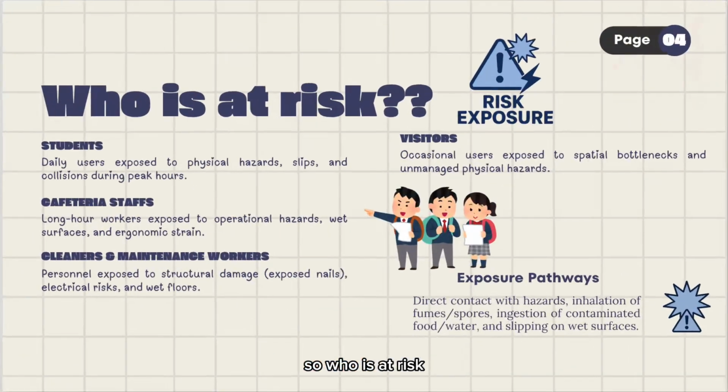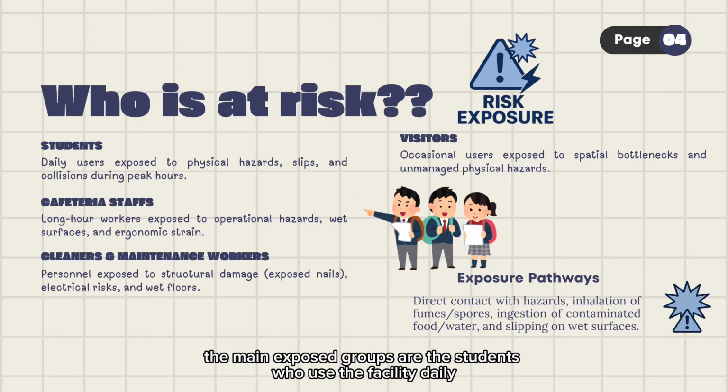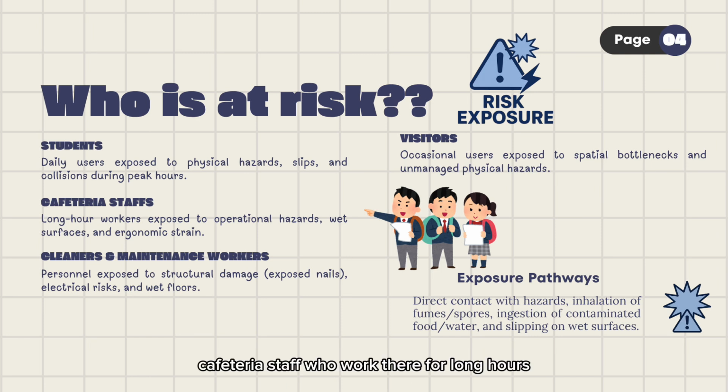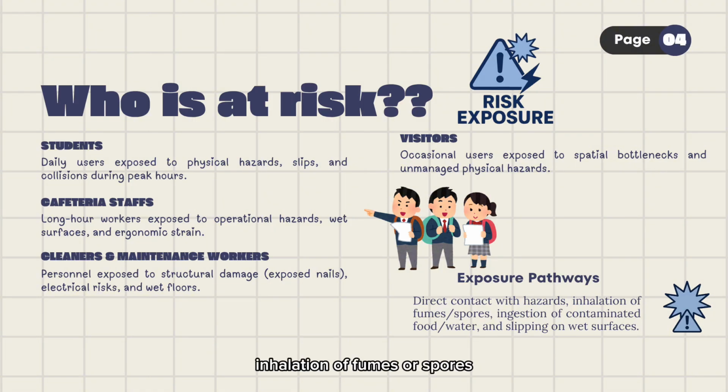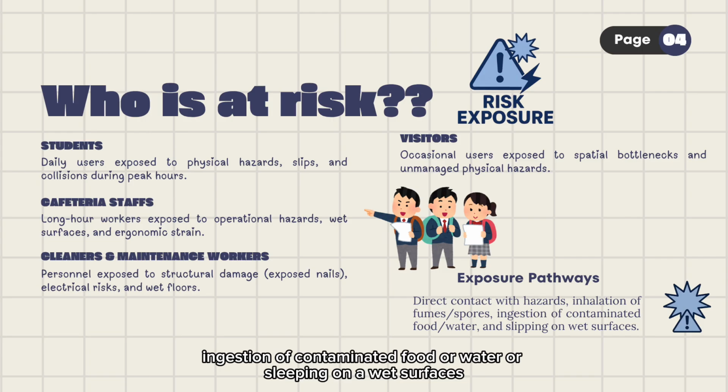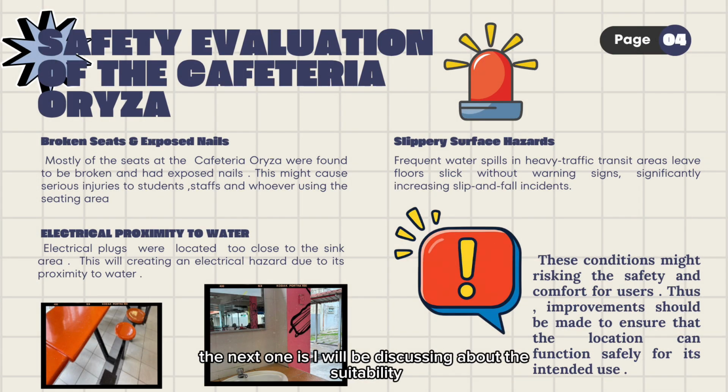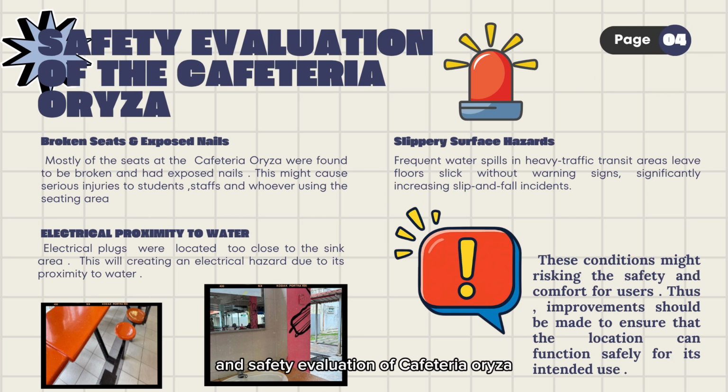So, who is at risk? The main exposed groups are the students who use the facility daily, cafeteria staff who work there for long hours, cleaners and maintenance workers, and visitors. They are exposed through direct contact with hazards, inhalation of fumes or spores, ingestion of contaminated food or water, or slipping on wet surfaces.